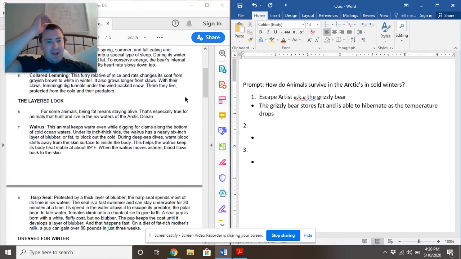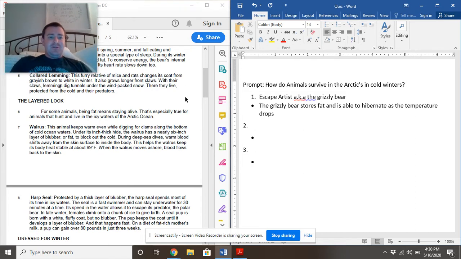Here we go. For some animals, being fat means staying alive. Staying alive. Anyways, that's especially true for animals that hunt and live in the icy waters of the Arctic Ocean. Walrus. This animal keeps warm even while digging for clams along the bottom of cold ocean waters. Under its inch thick hide. It's about an inch. You're learning that with Miss Dixon, a measurement. That's a lot of skin. That's a lot of hide.